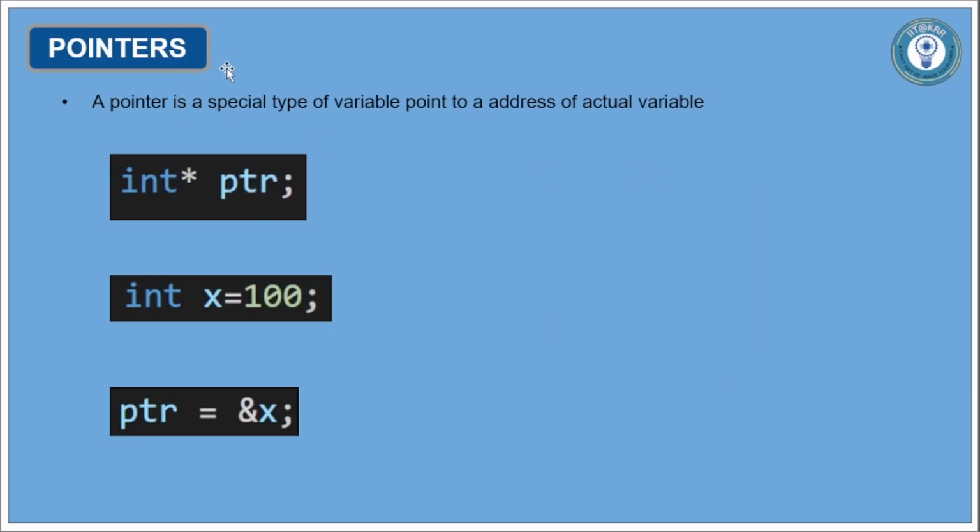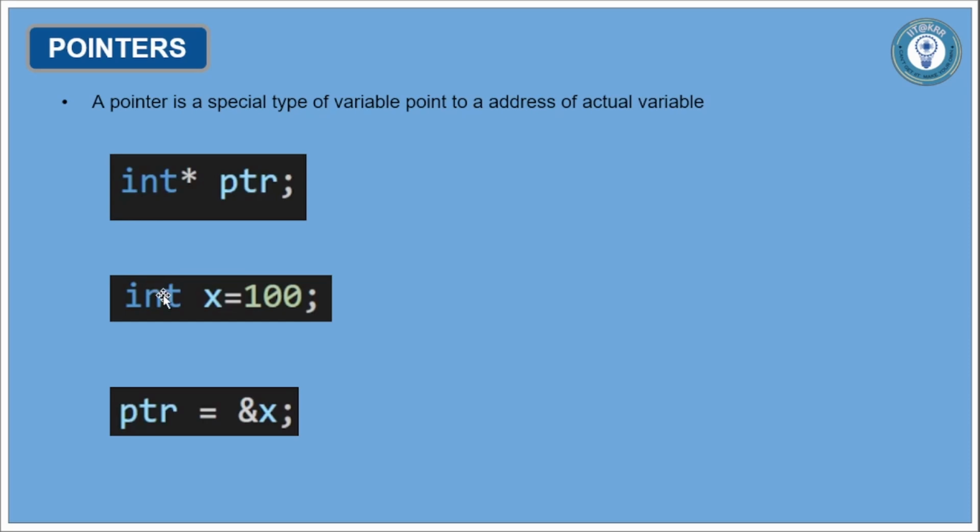A pointer is a special type of variable that points to the address of an actual variable. So here it is a pointer variable. From the name itself you can understand that a pointer variable just points to the address of the actual variable. Here I am having an actual variable x equal to 100. For declaring a pointer variable, after the data type, you have to mention a star symbol. Then you have to name your pointer variable.